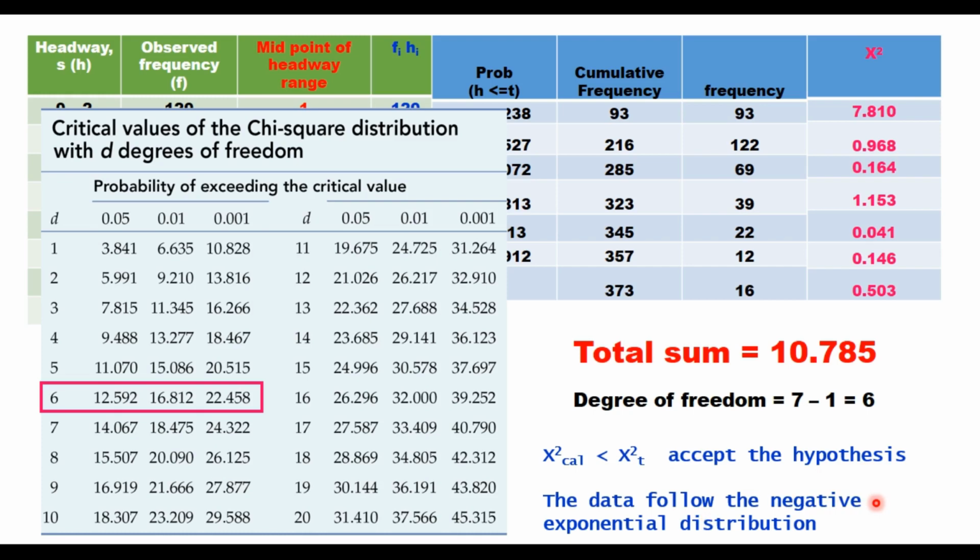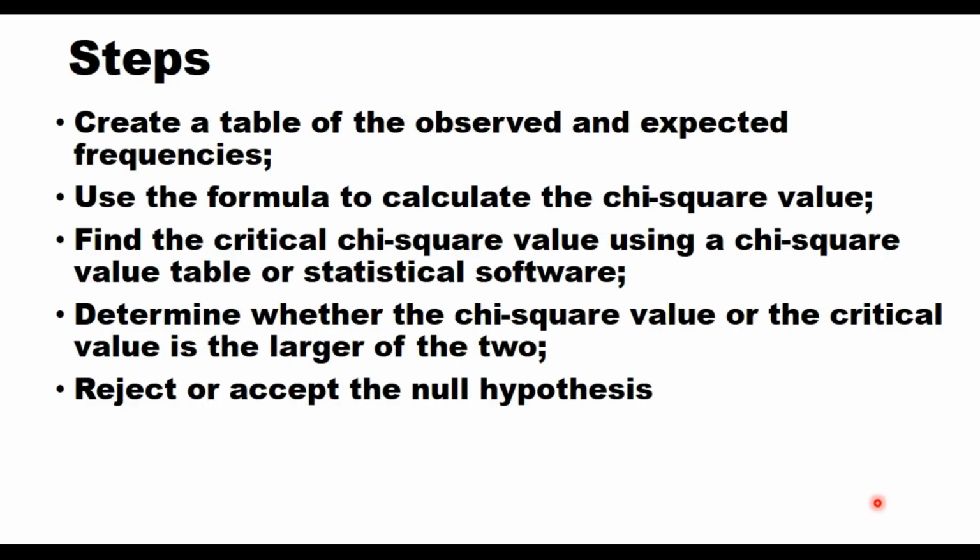So that is how chi-square can be used to determine whether the data follow a particular distribution or not. So in summary, it's a 5-6 step procedure. Create a table of the observed and expected frequencies. Use the formula to calculate the chi-square value. Find a critical chi-square value from the table using a chi-square table or statistical software for a particular degree of freedom and level of significance. And then compare these two values to find out whether the calculated value is higher than tabulated value or otherwise. And then you reject or accept the null hypothesis.